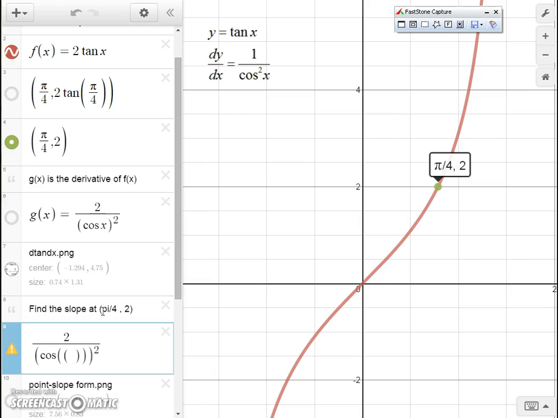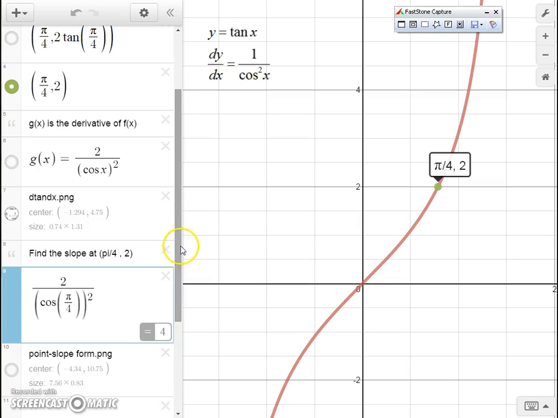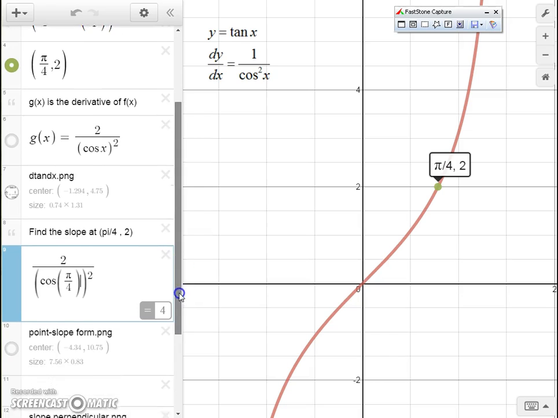Right, so this becomes pi over 4. Let's remove some parentheses here. All right, so 2 over cosine pi over 4, the whole thing squared. That gives us 4. So my slope at the green point, my slope is 4.